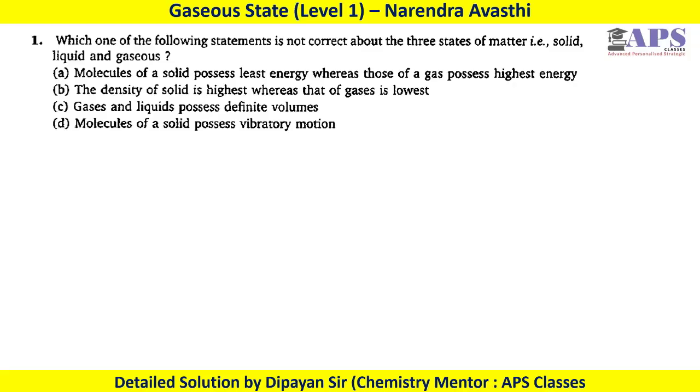In question number 1, which one of the following statements is not correct about the three states of matter, that is solid, liquid and gas. If you check option C, that is gases and liquids possess definite volume. Obviously liquid will have a definite volume, but there is no definite volume for gas because it will occupy the entire container, and the container volume is equal to the volume of the gas. So there is no definite volume for gases, so option C will be incorrect, and for this option C will be the correct option.